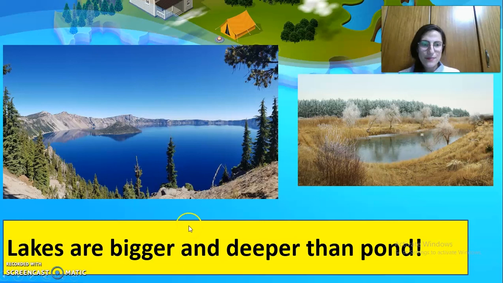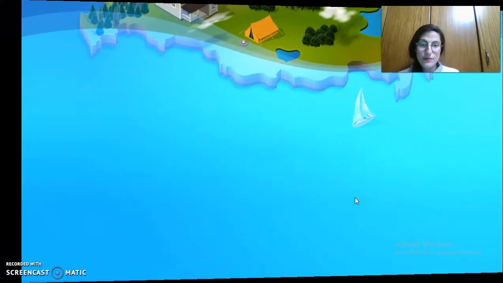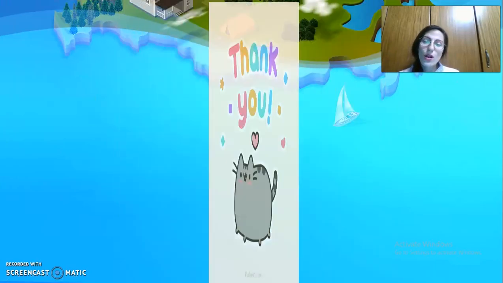Clear? See, the pond is shallow. And the lake is deeper. That's why we say that the lakes are bigger and deeper than the pond, because as we can see in the picture, the lakes are bigger than the ponds, plus they are deeper, okay? The ponds are shallow. Clear? That's all. Thank you.